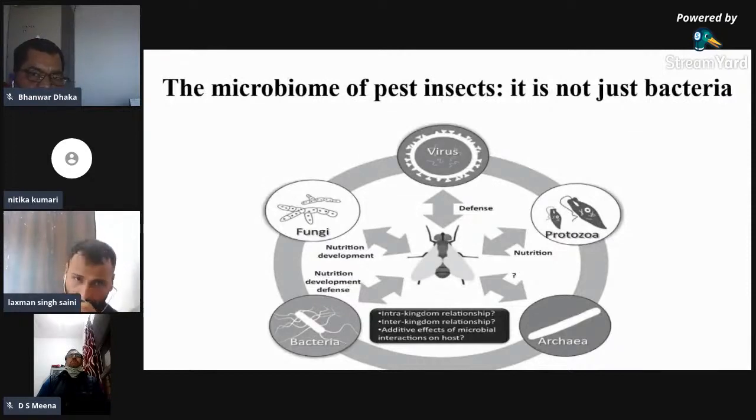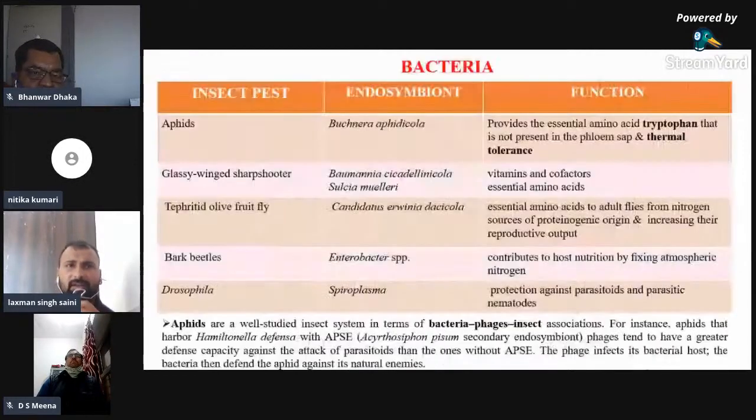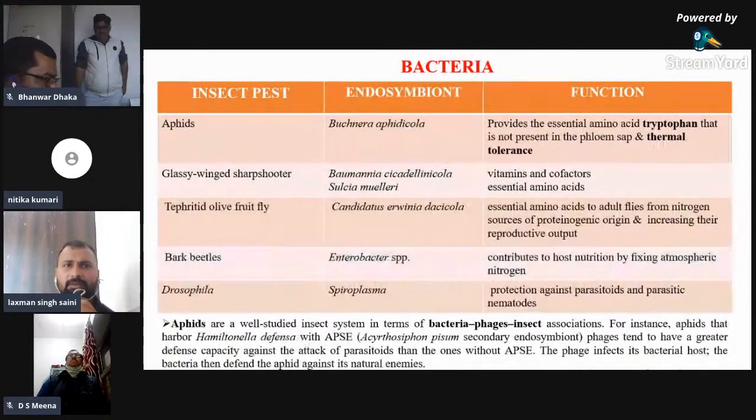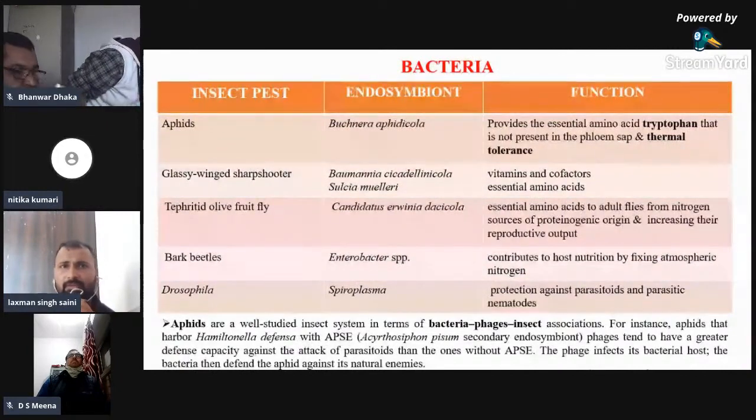Viruses provide a defense mechanism to insects, protozoa provide protection against insects, and fungi help in nutrition development in insects. Bacteria also help in nutrition development and defense mechanisms in insects. Some examples of bacterial endosymbionts: insect pest, aphids. Endosymbiont Buchnera aphidicola. Function of the endosymbiont bacteria: they provide essential amino acids like tryptophan that are not present in phloem sap, and provide thermal tolerance.